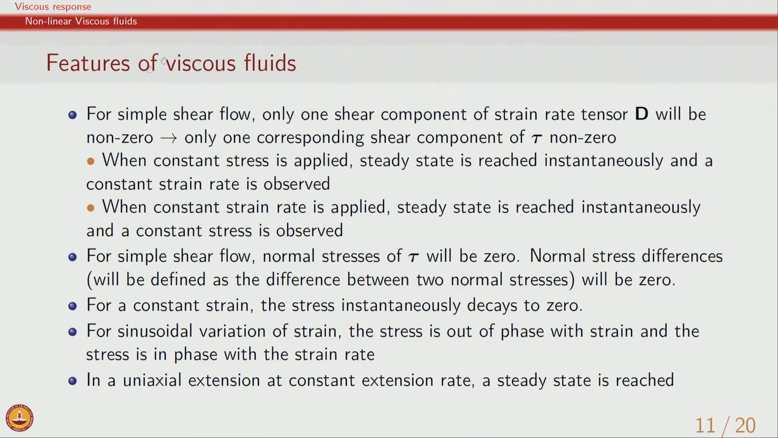So, in the sense, for any viscous fluid also, we will reach steady states when a constant stress or strain rate is applied. The normal stress will be 0 for a simple shear flow. For a constant strain, the stress decays to 0, which means this is a perfectly dissipative response, and for sinusoidal variation of strain, the stress is out of phase with strain, or stress is in phase with strain rate. Stress and strain rate are in phase. And so, if you look at the overall features of Newtonian fluid and features of viscous fluids, they are entirely identical. Then what is the difference?